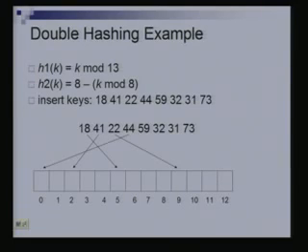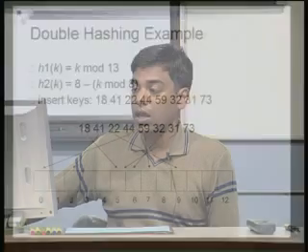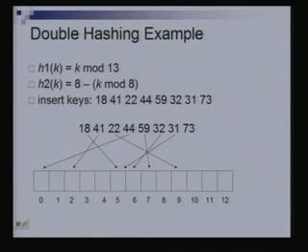59 mod 13 is 7. So 59 would go to location 7. 32 mod 13 is 6. So 32 would go to location 6. 31 mod 13 is 5. So we go to location 5. Now that's occupied. So I compute h2 of 31. 31 mod 8 is 7. So 8 minus 7 is 1. So 31 will now go to, we'll check 6. 6 is also occupied. So we'll have to go to 7. 7 is also occupied. Go to 8. And this is not occupied, so 31 goes to 8.